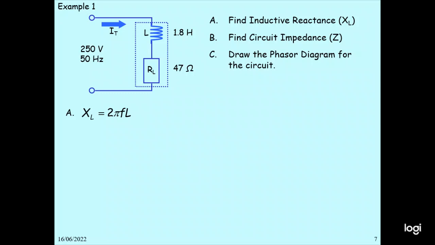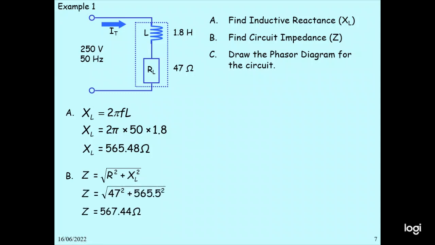Then we calculate the XL value: 2π × 50 × 1.8, you get 565.48 ohm. Z equal to square root of R square plus XL square. Therefore, 47 square plus 565.5 square, so you get 567.44 ohm. And then I is V by Z, 250 by 567.4, you get 440 milliampere.